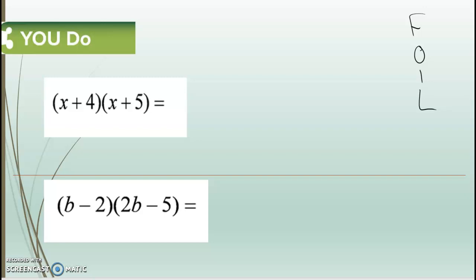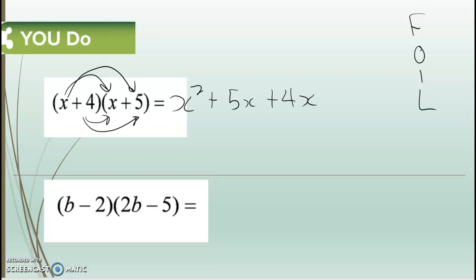Now that you've attempted those, here's the solutions. First, x squared, outsides 5 times x, insides 4 times x, and last 4 times 5, 20. So x squared plus 9x plus 20.